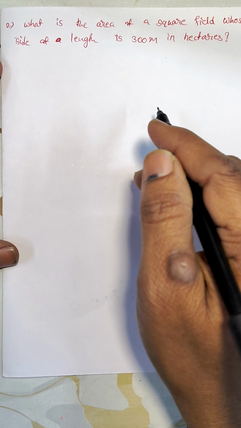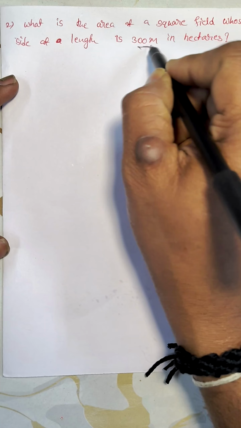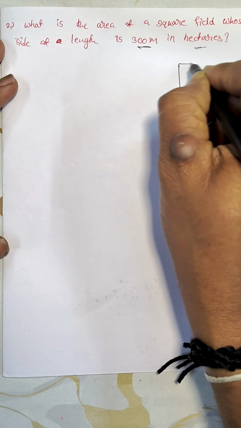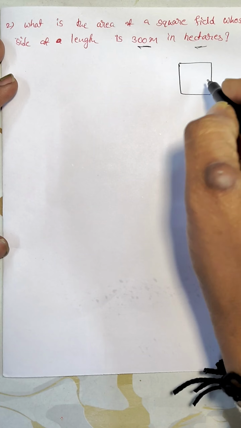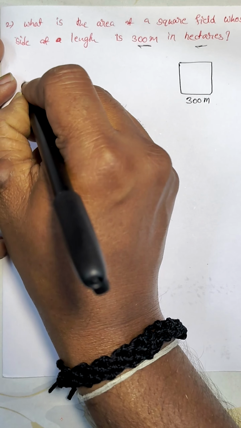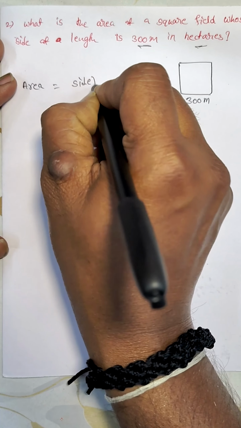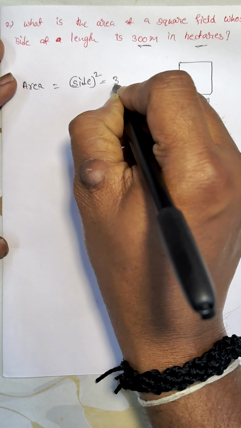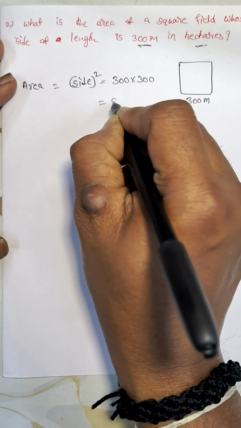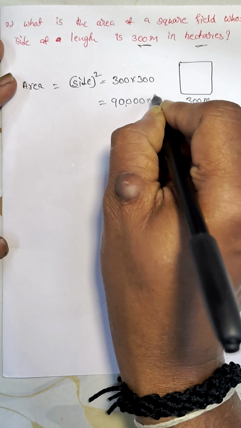What is the area of the square field whose side length is 300 meters, in hectares? What are we asked to find? We are asked to find the area of a square whose each side is 300 meters. We know the formula for the area of a square is side squared, that is side into side. So 300 into 300 gives us 90,000 meters squared.